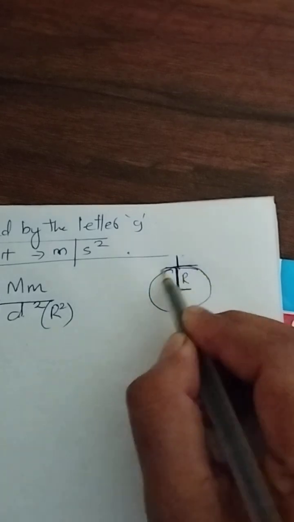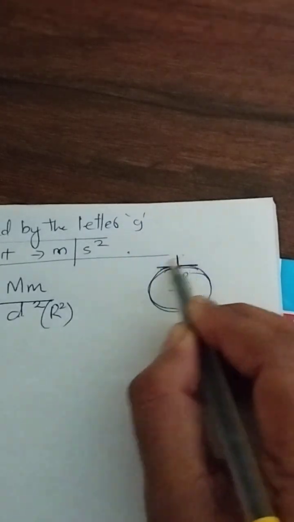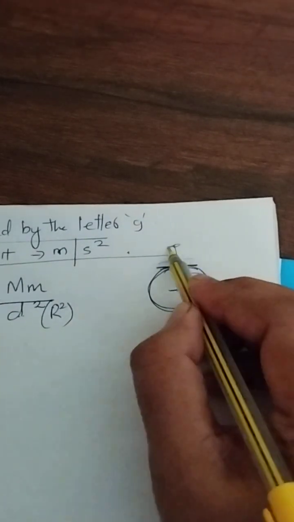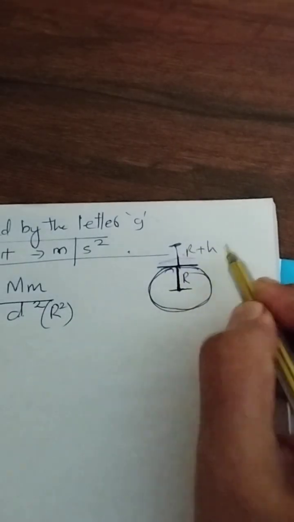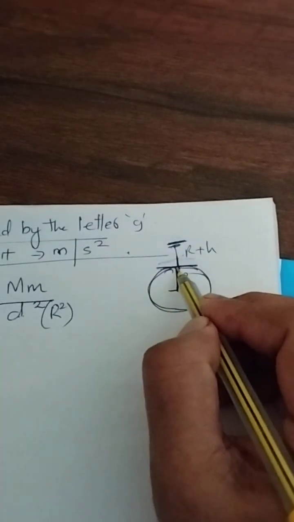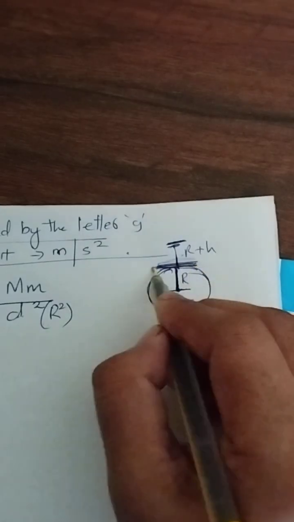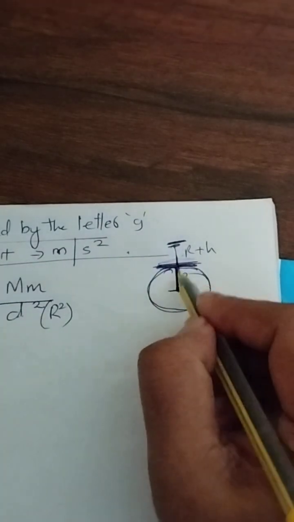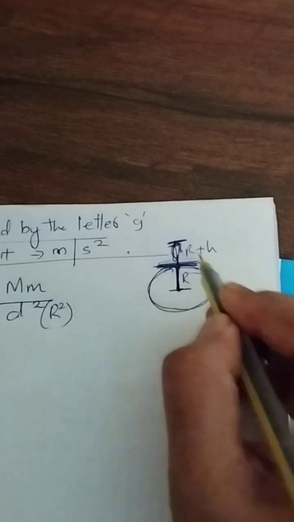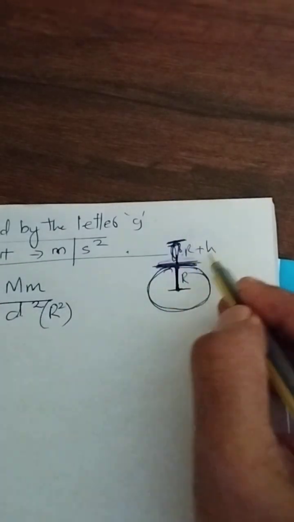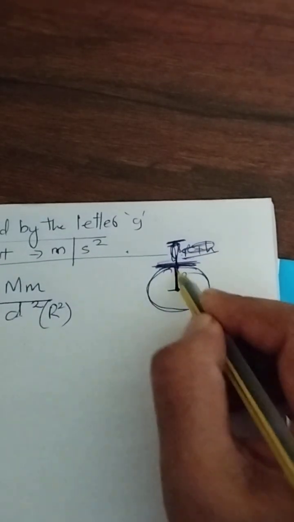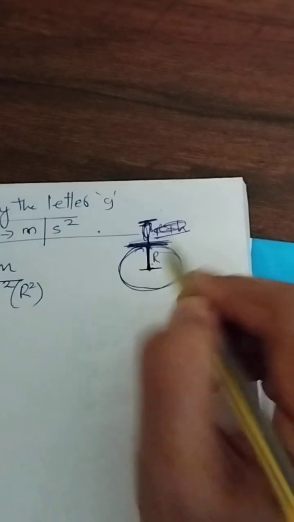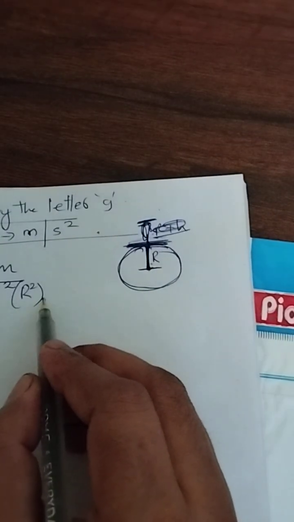This is the center of the earth, this is the earth's surface, we are all on this surface. If you are at a certain height, then we say r plus h. If I am here, I am not on the surface. But if we are standing on the surface, we take it as r. Otherwise, this is simply the radius, r. So instead of distance, I will write it as r.